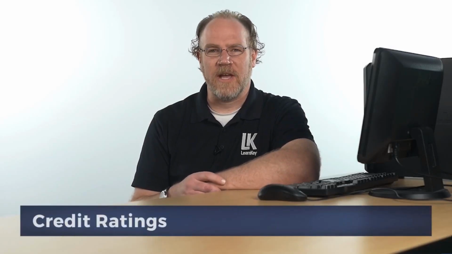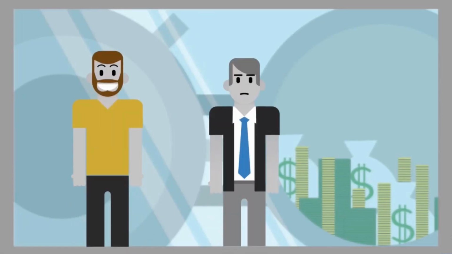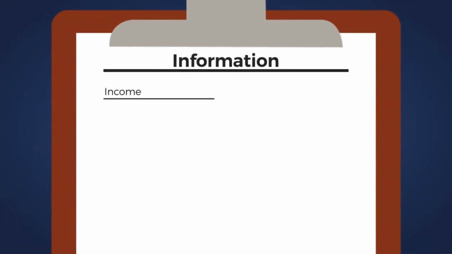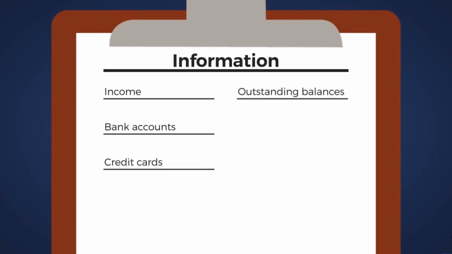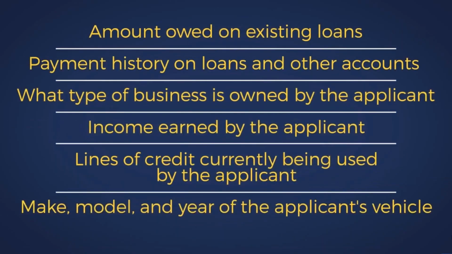In the credit rating section of the exam, you'll be asked to identify the factors that influence credit ratings, as well as the importance of having a good credit rating. Sean is looking for a loan to expand his business. The loan officer at the bank asks Sean to fill out a form that asks for information about his income, bank accounts, credit cards, outstanding balances, whether or not he rents or owns, and other information. The loan officer lets him know that as part of the application the bank will be requesting his credit score. Of the following, which three factors will affect Sean's credit score?